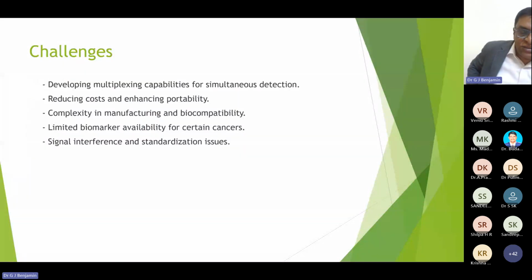Now, coming to the challenges that we face. The challenges are developing multiplexing capabilities for simultaneous detection. If two or more early cancers are to be detected, you need multiplexing capabilities for simultaneous detection. Second thing is reducing cost and enhancing portability. Complexity in manufacturing, biocompatibility, limited biomarker availability for certain cancers, signal interference and standardization issues.